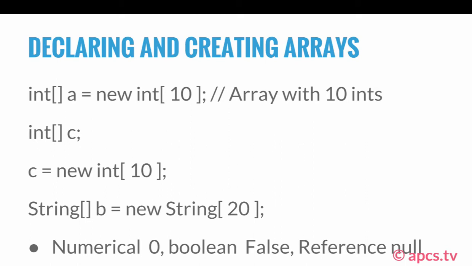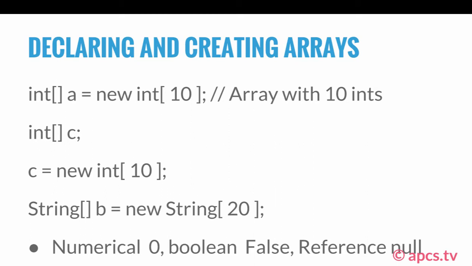Let's look at another example, int brackets c. Now what this does is that this simply declares an array variable which has a name of c, and it doesn't initialize it. It doesn't give it a limit of how many elements it contains. Later in the program, I could say c equals new int 10. So this will basically establish c to be an integer array with 10 integers.